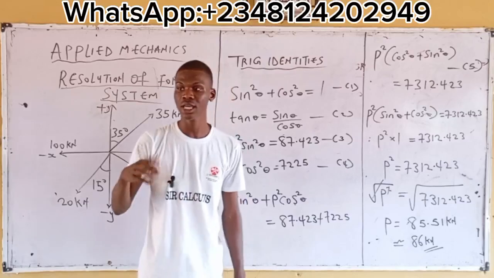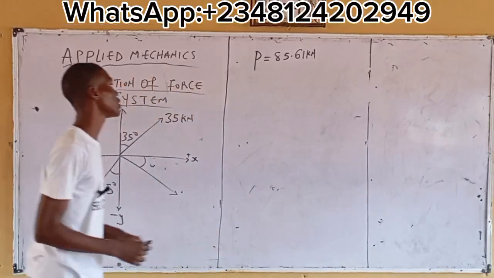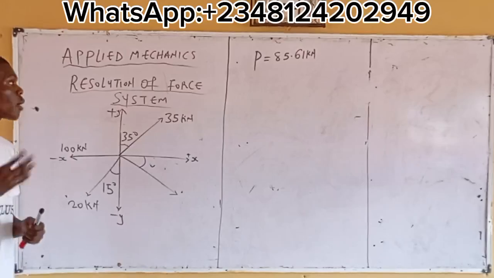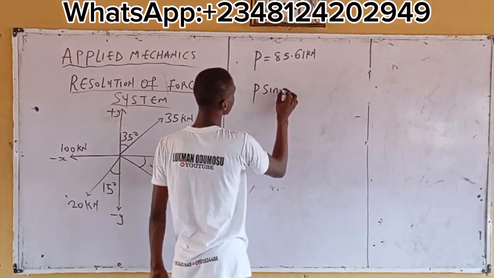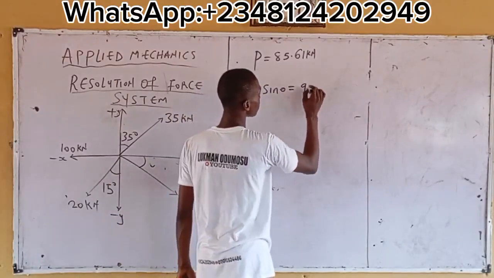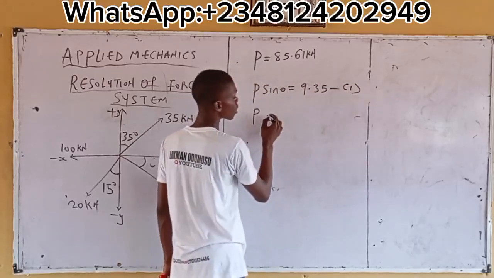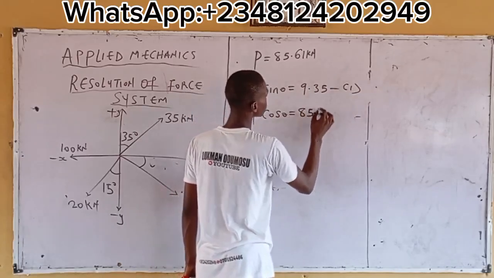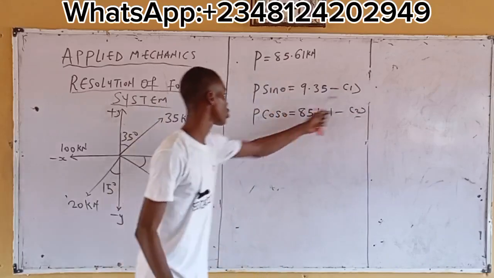The second question is what? Calculate the direction, meaning calculate theta. We've gotten the value of P, right? We got the value of P to be 85.61 kilonewton. We are yet to know our angle. Then we recall from equation 1, we have P sine theta is equals to 99.35. Then equation 2, P cos theta is equals to 85.101. This is equation 1, equation 2.